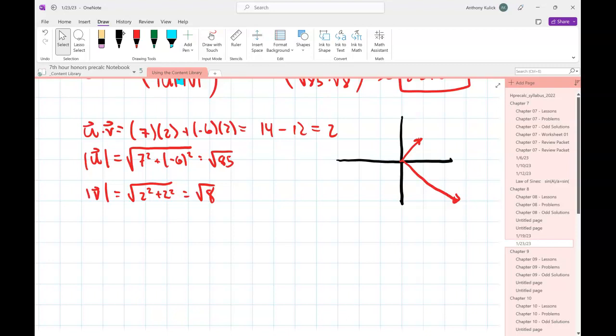All right. So let's think back now for a moment to the unit circle.